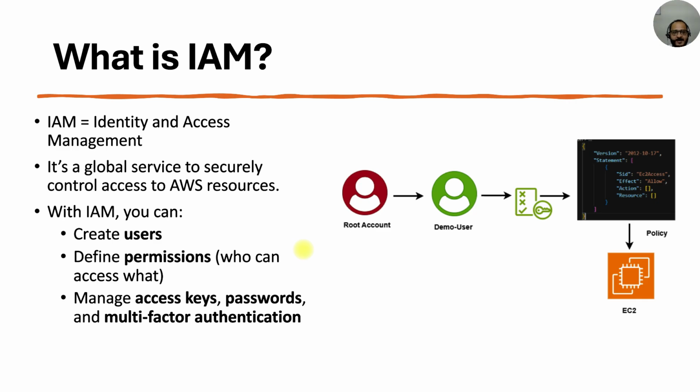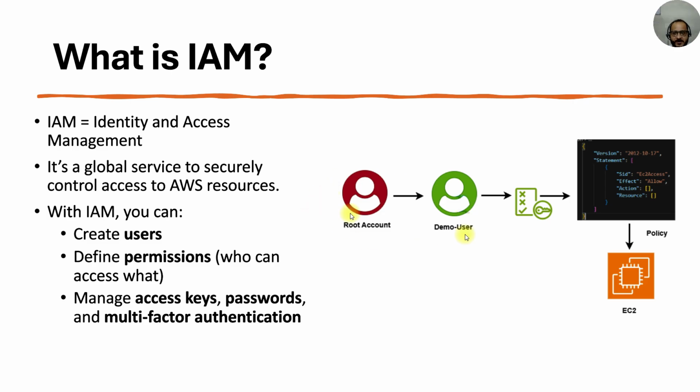So IAM stands for Identity Access Management. Basically IAM is a global service which securely controls your AWS resources. With IAM you can create users, you can define permission, who can do what, and manage access keys, password and MFA. All these things you can manage under the IAM service.